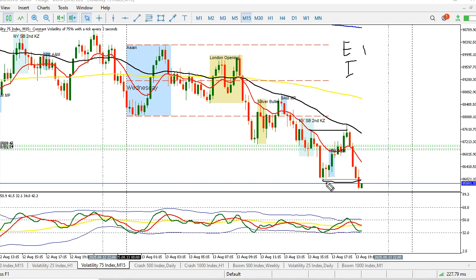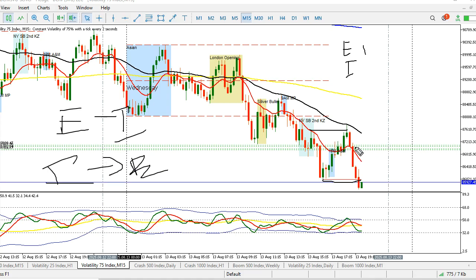The second one is my draw on liquidity. Market will always move in two ways. If it's coming from external liquidity, then it is going to internal liquidity. And if it's coming from internal liquidity, then it is going to external liquidity. In this particular trade, we are coming from internal liquidity on this time frame, but on a higher time frame it is an external liquidity.